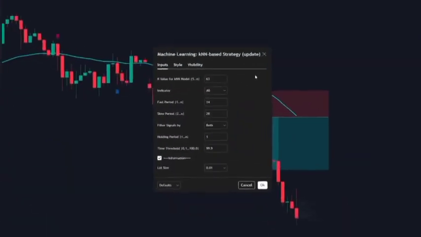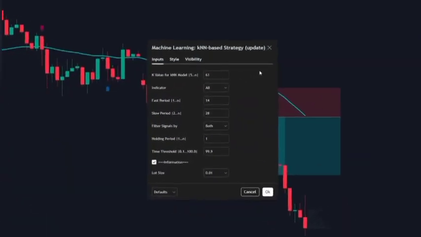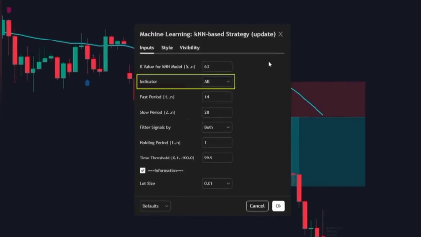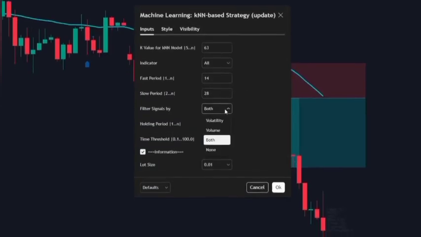If we go into the settings of the indicator, we can see that we have a number of options relating to how the data is processed. The important settings that you need to remember here are the indicator option and the filter option. The indicator option controls how many indicators the nearest neighbor algorithm uses to determine the buy and sell signals. The filter option attempts to filter out bad signals. While it's not perfect, it does help significantly.